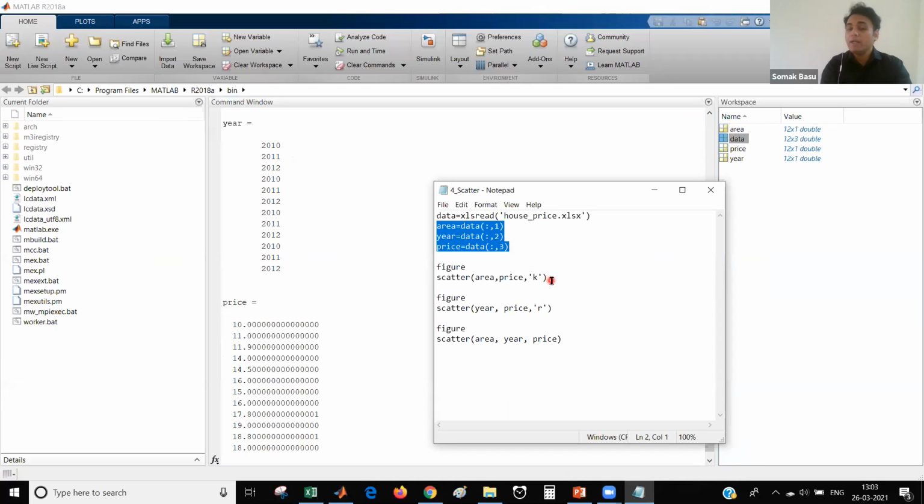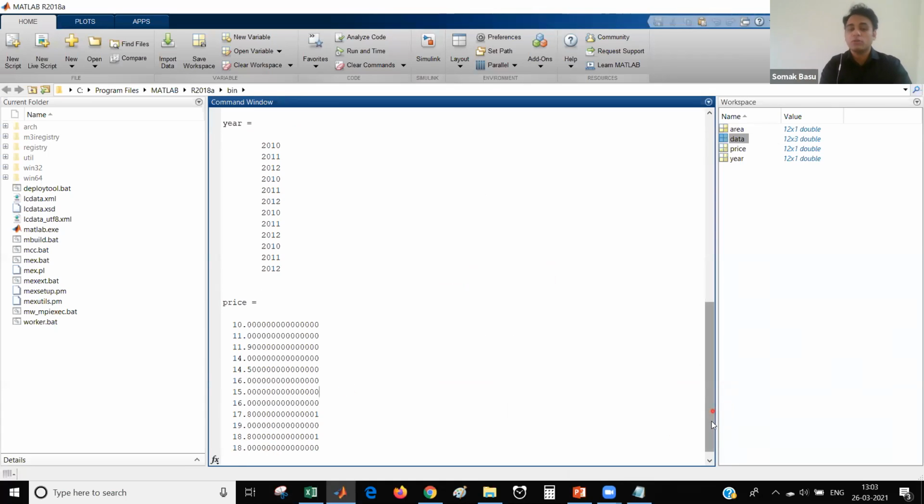Now what I'll try to do is figure out a way to visualize the dependence of the area and the price. For that, I'll plot something called a scatter plot. So the command figure will open up a new figure, and then scatter will open up a scatter plot. You'll see what a scatter plot looks like.